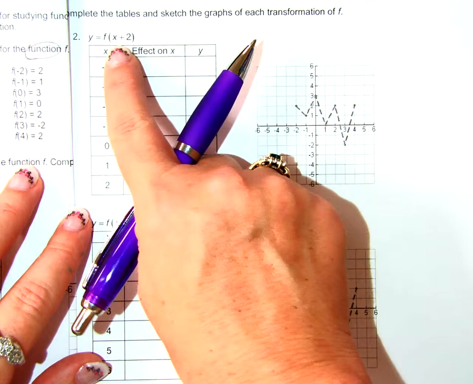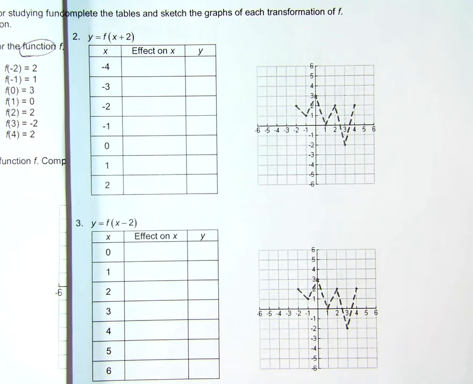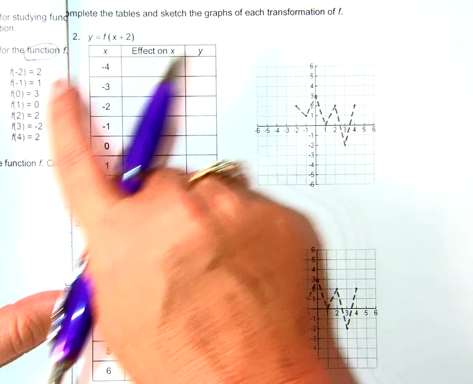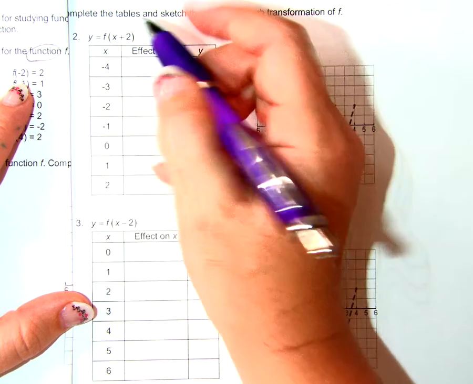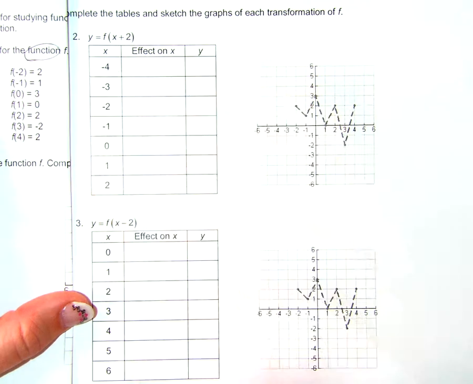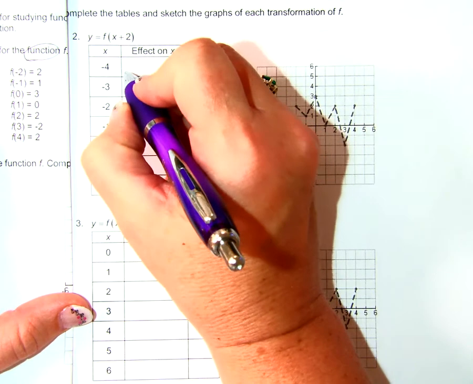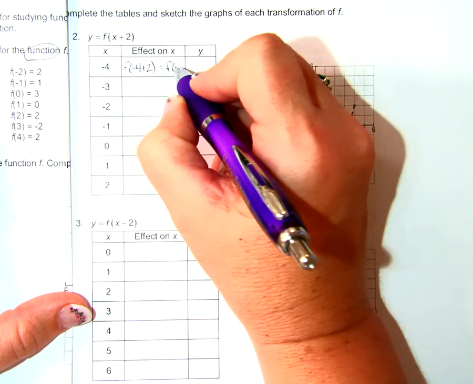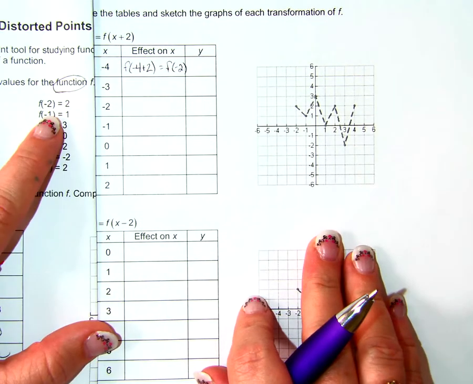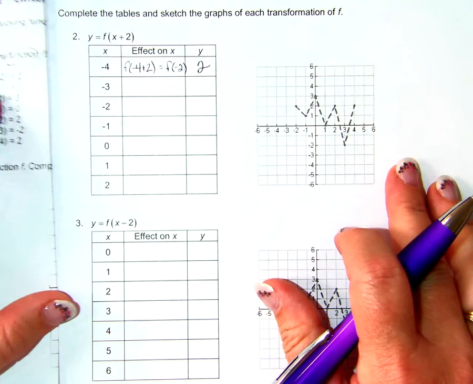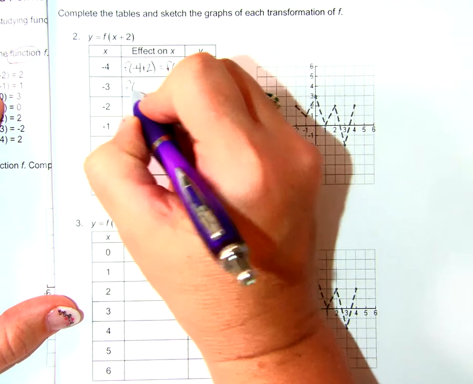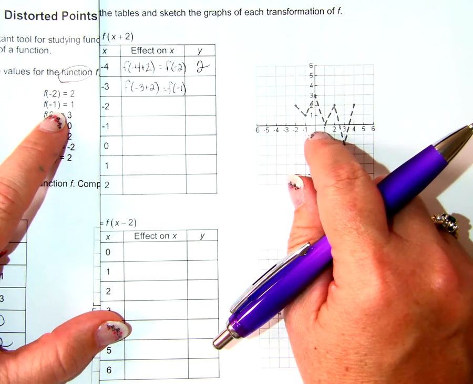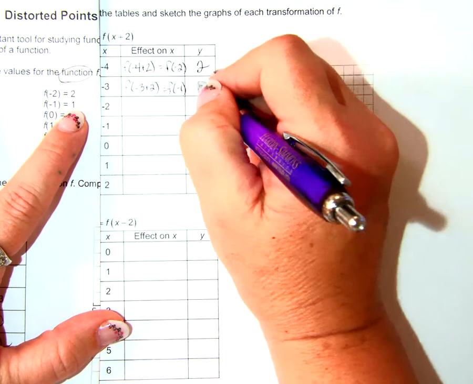Okay? So right here we have f of x plus 2. Well, what's changing here? Hopefully you can see that the x value is changing. Okay? So if I say f of x plus 2, and they tell me from the beginning we're starting with x is -4, I say f of -4 plus 2, that is f of -2. Well, do I know f of -2? I do. It is 2. Okay? Here, f of -3 plus 2 equals, well, that's f of -1. Do I know f of -1? I do. I know f of -1 is 1.